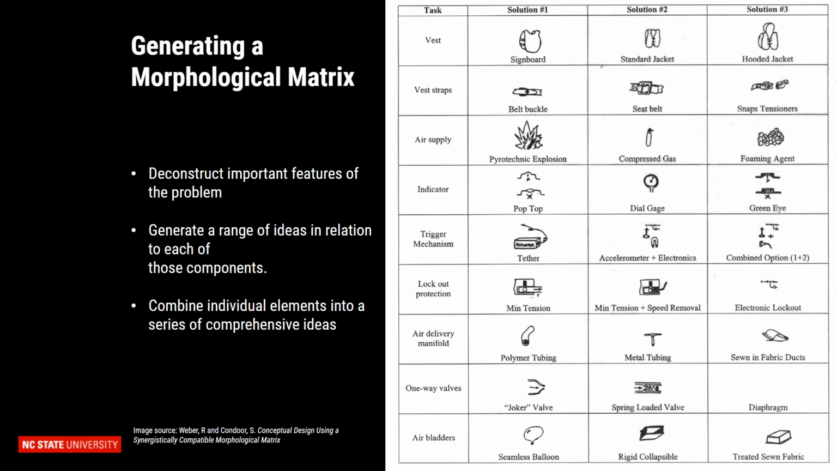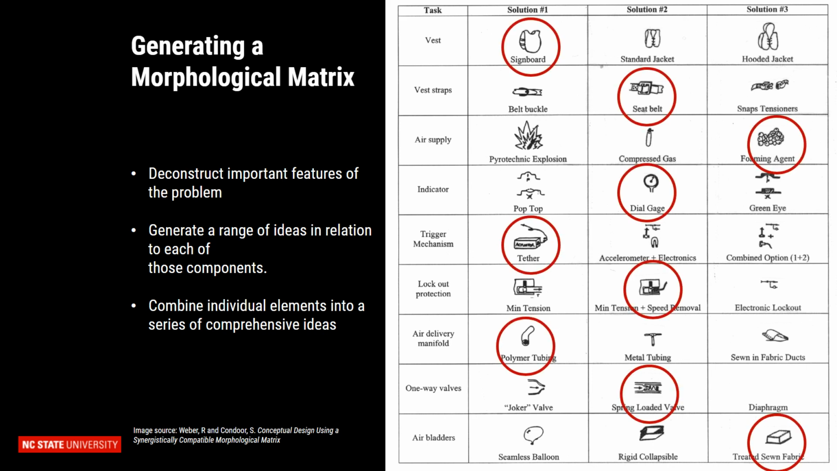And the third is to combine individual elements into a single final series of more comprehensive ideas, evidenced here by the red circles. Weber and Condor, the authors of the paper exploring this particular example, found that 4,782,969 concepts could be generated with this particular approach.